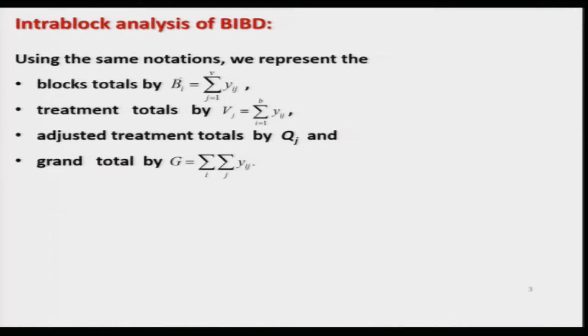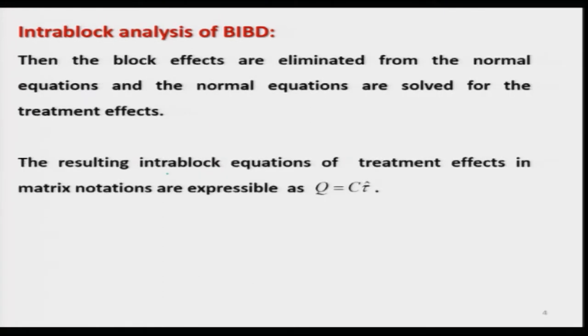And we are using here the same notation that we used earlier. We are going to indicate the block totals by B_i, which is equal to summation over j of y_ij. We are going to indicate the treatment totals by V_j, which is summation over i of y_ij. We are going to indicate the adjusted treatment totals by Q_j, and the grand total of all the observations by capital G, which is the double summation over i and j of y_ij. Right. So, now we are going to consider here the null hypothesis H naught: tau_1 equal to tau_2 equal to tau_v.